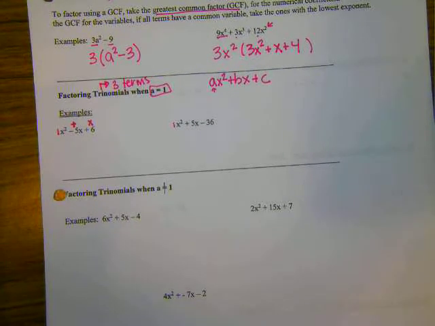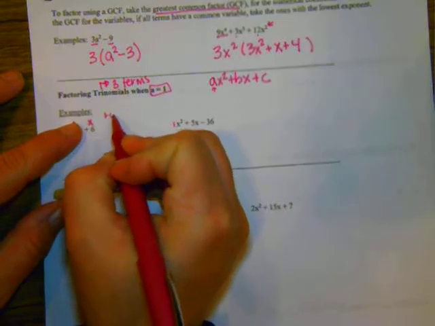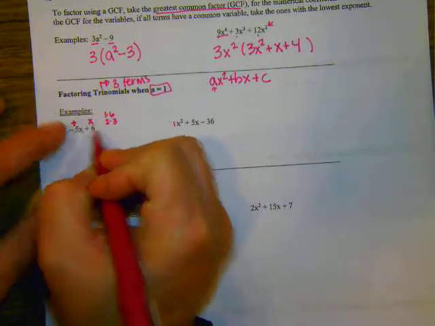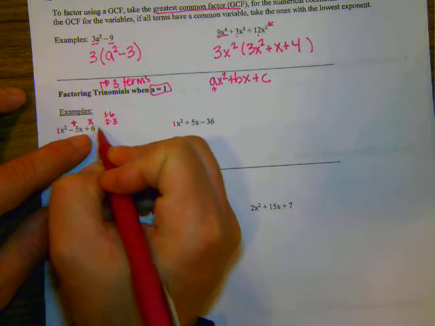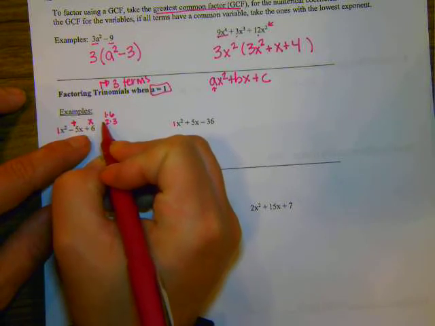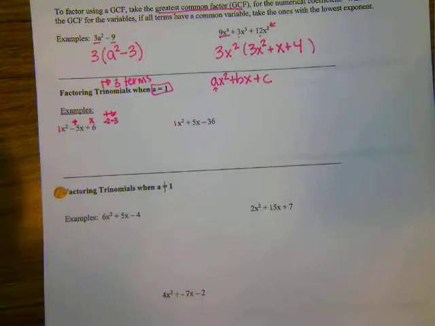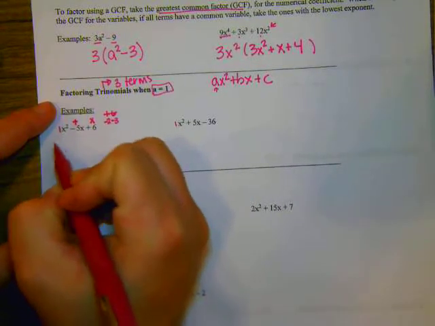So you have to think of factors of 6. So 1 times 6, 2 times 3. Now think, they have to add to negative 5 but multiply to positive 6. The only way for that to come true is if it was a negative 2 and a negative 3. There's no way 1 times 6 will work for this. So, these are going to be your 2 numbers that fit the bill.